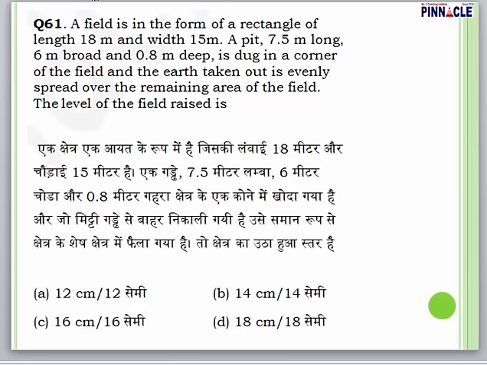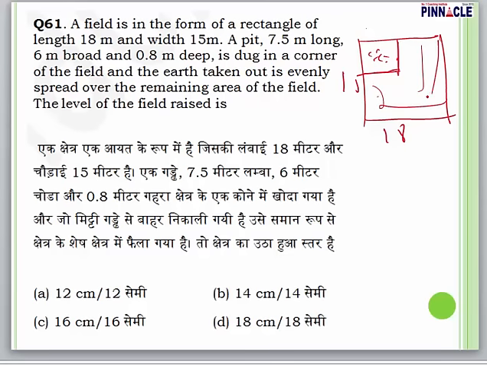Question number 61. A field is in the form of rectangle of length 18 meter and width 15 meter. This is the field, 18 meter and 15 meter. A pit 7.5 meter long and 6 meter broad and 0.8 meter deep is dug in the corner. This is the situation, that 7.5 and 6 meter and 0.8 meter deep is dug in the corner of the field and earth is taken out, and from this earth is taken out and evenly spread on the rest of the field. Now we have to tell the level of field raised.